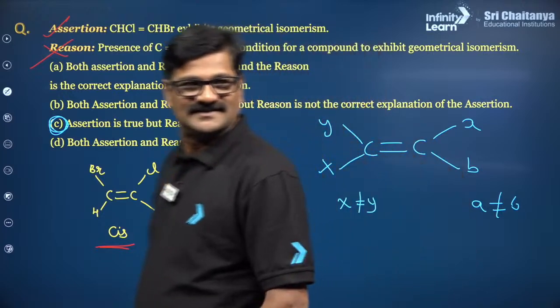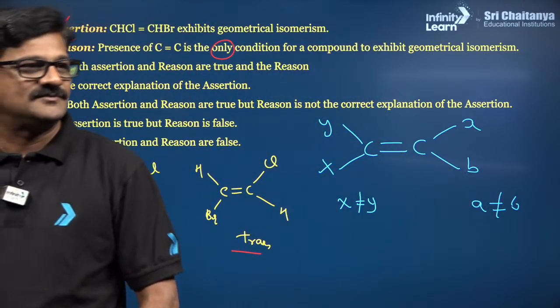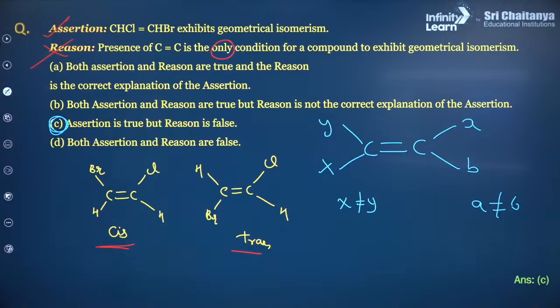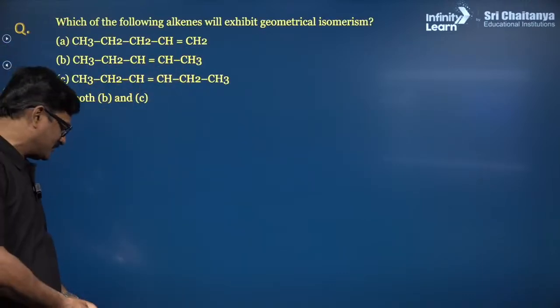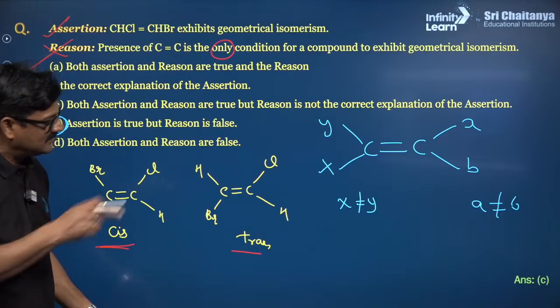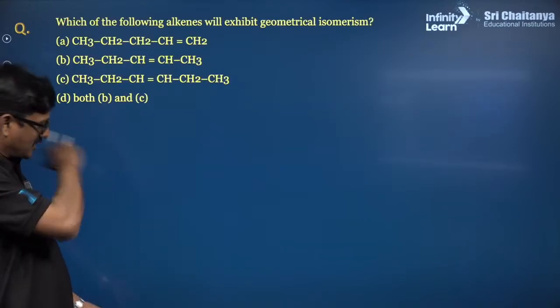Okay, no problem. And let us do one more question: which of the following alkenes will exhibit geometrical isomerism? I told you the condition, apply this condition here.